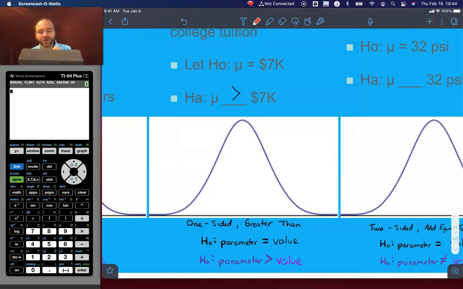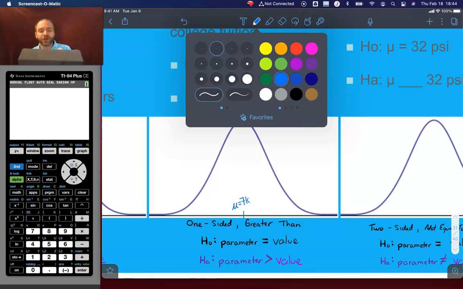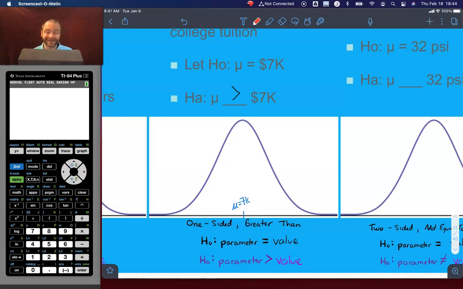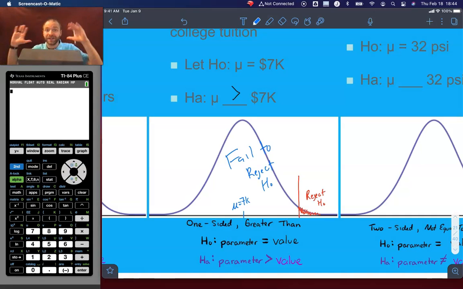But in this case, what we're going to look at is they're telling us right here, hey, their mu is 7K, 7,000. So we're going to look at the tail on the right-hand side because we don't want to pay way more than 7,000. So this is going to be our rejection zone. This is where we reject the null. And on the left side, this is where we fail to reject the null, because we don't care if the tuition's 3,000. That's good news for us. We only care if it's way over 7,000 in that rejection tail.